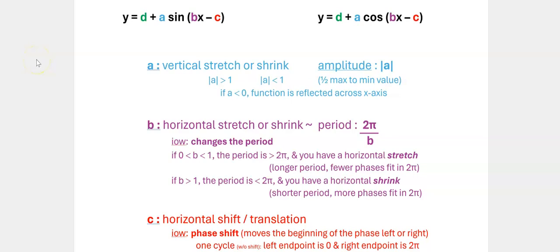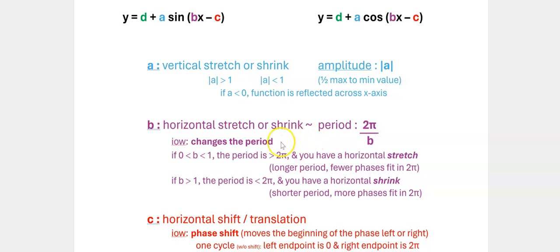Now we're going to talk about what B does to the graph. B is a horizontal stretch or a shrink. So instead of being vertical, it's horizontal. So it's going to change the period of my graph. Normally, a sine function has a period of 2 pi, and a cosine function has a period of 2 pi. But when I introduce a b in front of theta or in front of x, so some coefficient of x, then it changes the period. And my period now is 2 pi divided by b.